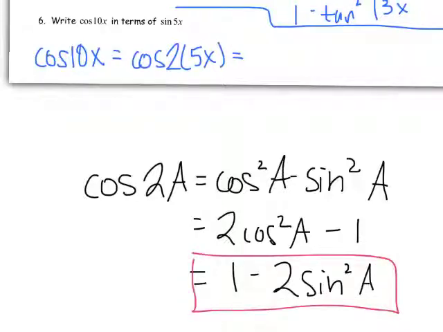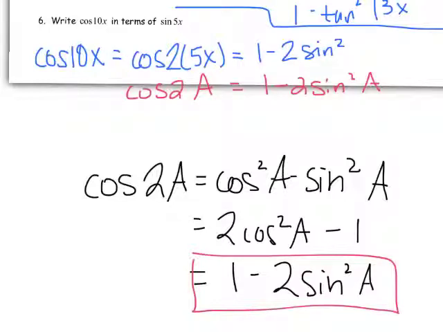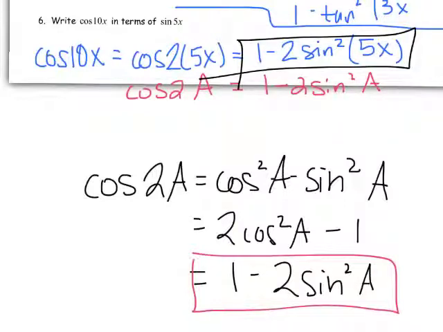So let me just write it again here so that I can match up exactly what I'm going to write. a is this 5x, so when I rewrite it, I'm going to rewrite with 5x. So my answer would be 1 minus 2 sine squared, and then 5x is my argument. All right, and that's all.